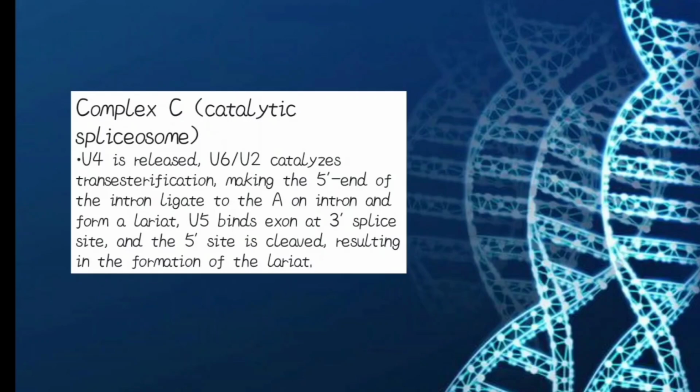U6 U2 catalyzes trans-esterification, making the 5' end of the intron ligate to the A on the intron and form a lariat shape. U5 binds exon at the 3' splice site and the 5' side is cleaved, resulting in the formation of the lariat.